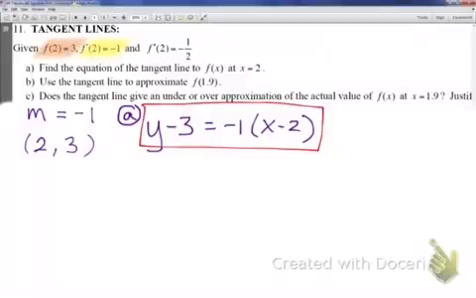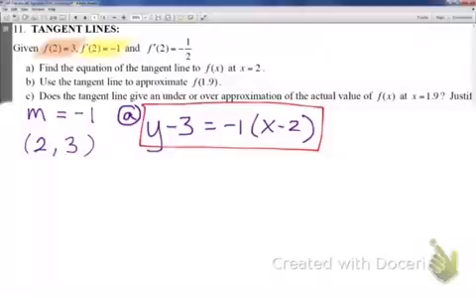Okay, let's look at part B. Part B says, use the tangent line to approximate f of 1.9. All right, use the tangent line to approximate f of 1.9. So here's the thing. I don't know what my function looks like. Do you know what my function looks like? No, I don't think anybody out there knows what my function looks like, because they don't tell us anything about the function except for the point, the first derivative, and the second derivative.